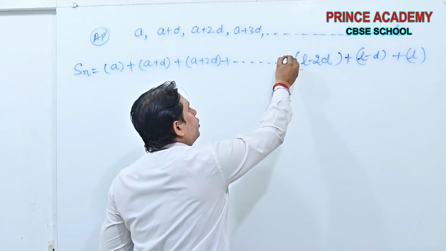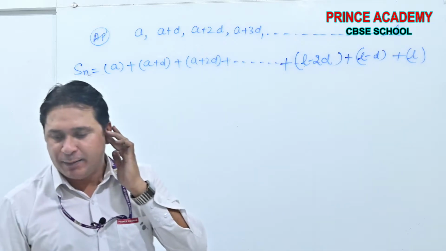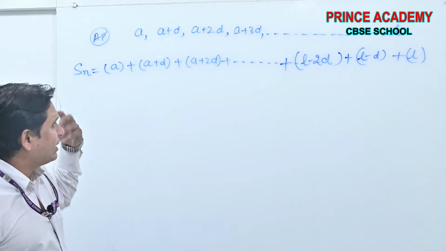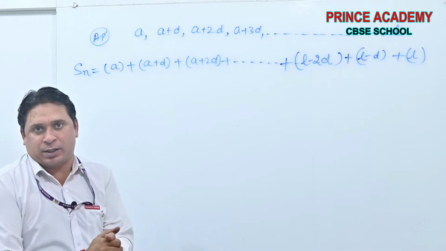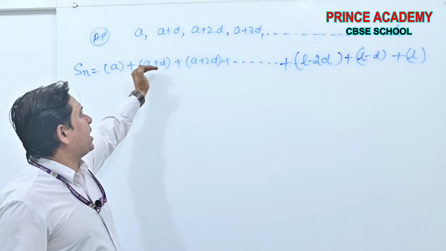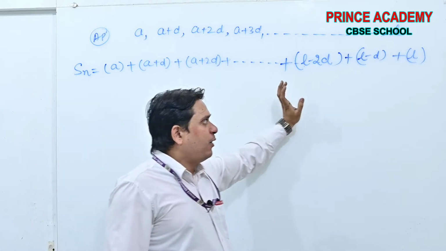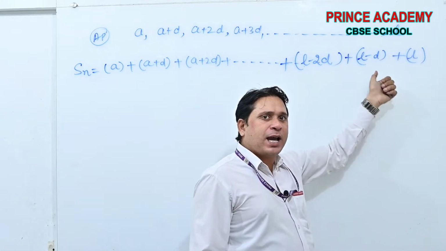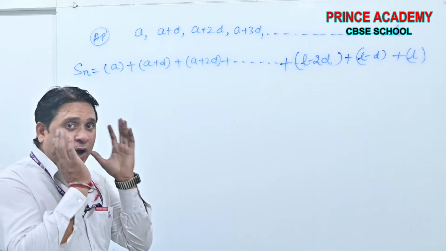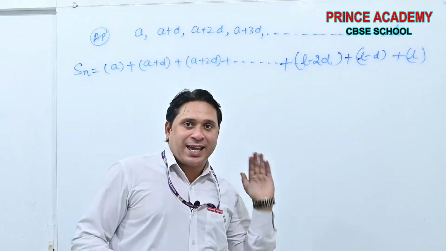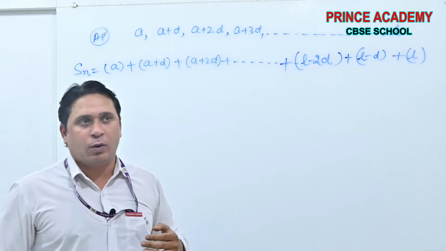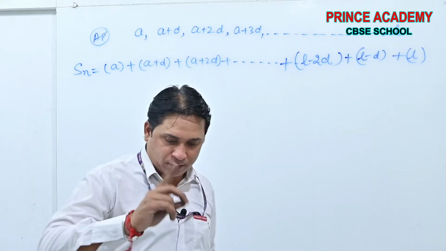Yes or no? See beta, what I am doing, I am deriving the formula of sum of n terms of an AP. For that, I am using different tactics. Okay, see, from here A plus D, A plus 2D. And from the last L minus D, L minus 2D, this will be the AP, yes or no? I think you are all aware of this concept that D is added from the left and D is subtracted from the right.